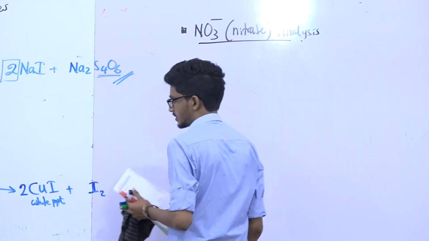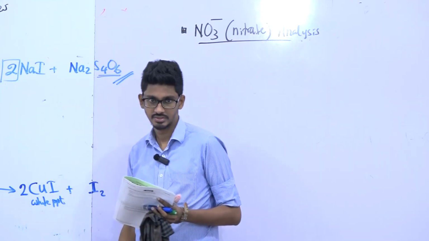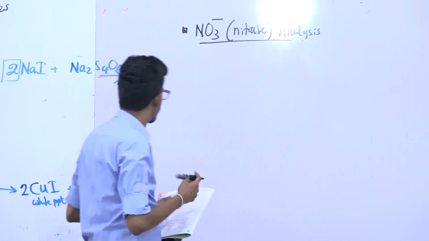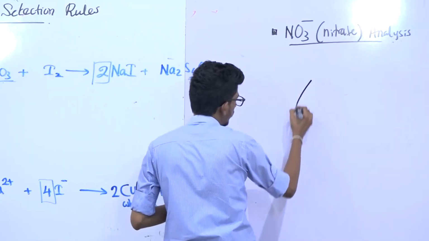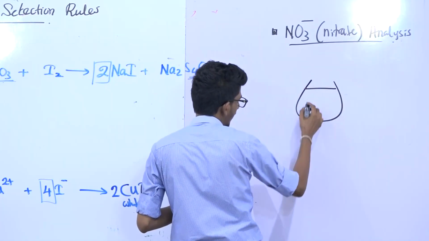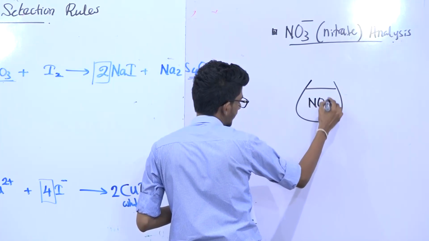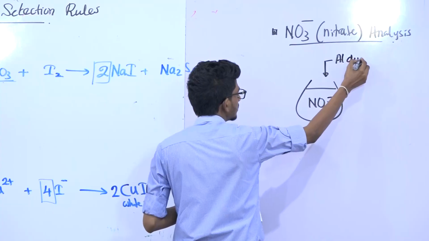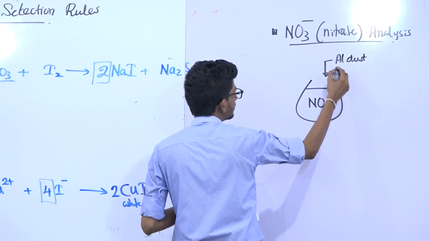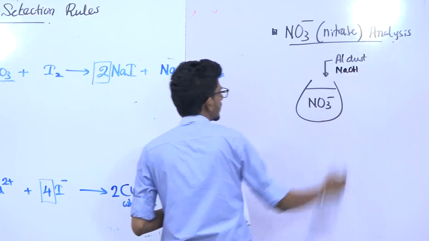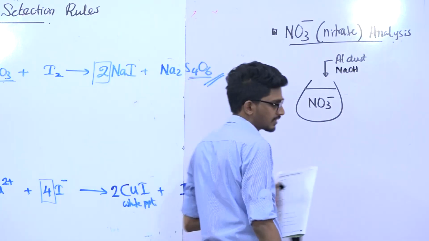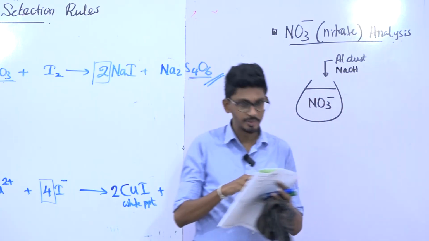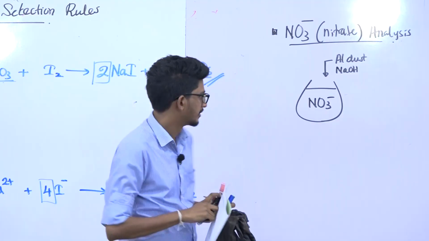Aluminium dust test. Right? So what is that? You are supposed to add aluminium dust in basic medium and NH3 gas will liberate. Aluminium dust test. So nitrate analysis.